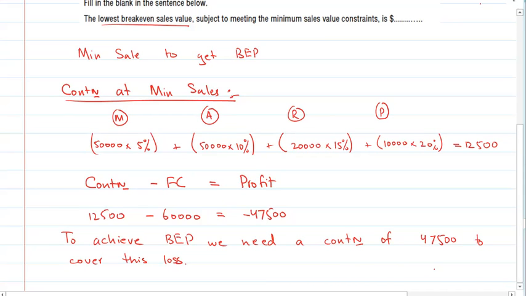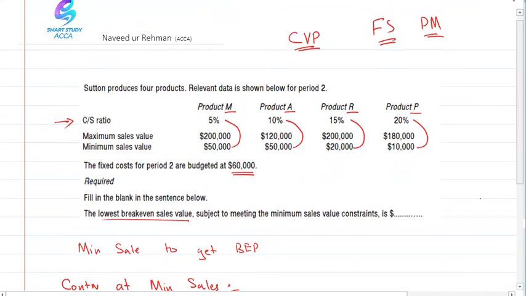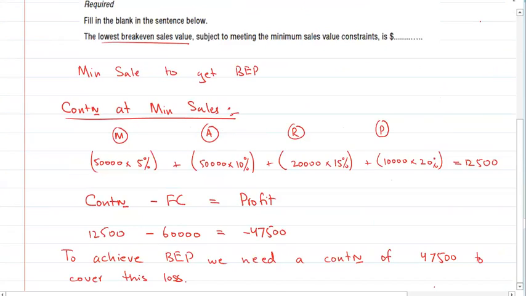Now, what is our priority? If you have to cover the loss, which product will be your priority? Which product are you going to sell? Of course, you can see that product P is giving you the highest contribution. After that, it's product R, after that is product A, and then it's product M. So the first product that we want to sell is product P. Now you can see that we have already 10,000 sold in minimum sales, so it means that we can sell a maximum of 170,000 more, right? 10,000 are already sold.